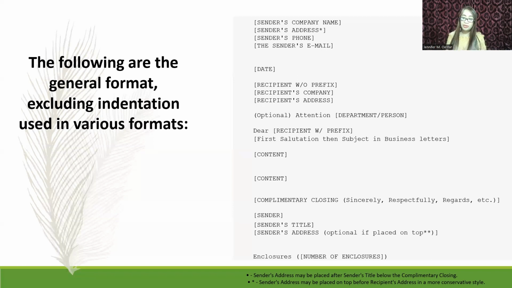Then we also have the salutation or the greeting. Example, dear, then the recipient with prefix. After the salutation, the subject in business letters. Then we have the content. What are you trying to say? What is your purpose? You can include it there. Then we have the complimentary closing, such as sincerely, respectfully, regards, and so on. Then the name of the sender and title, and the sender's address. The sender's address could be optional if you already included it at the top in the heading. Then we have enclosures, the number of enclosures, another optional part.